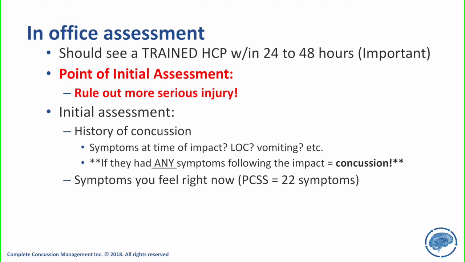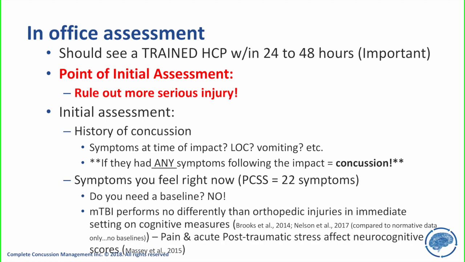You should ask them also the symptoms that they're experiencing right now. The outcome measure we use is from the SCAT. It's called the Post-Concussion Symptom Scale, and it's simply 22 symptoms rated 0 to 6, 6 being the most severe, 0 being none at all. And you go down the list and have the athlete rank those symptoms.